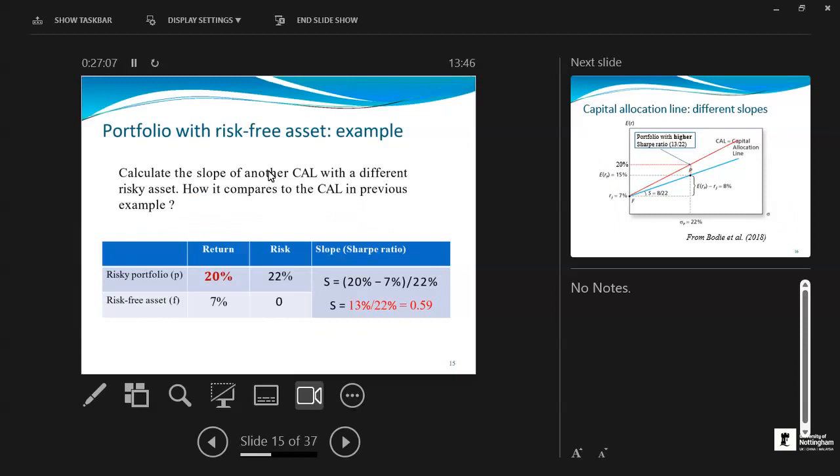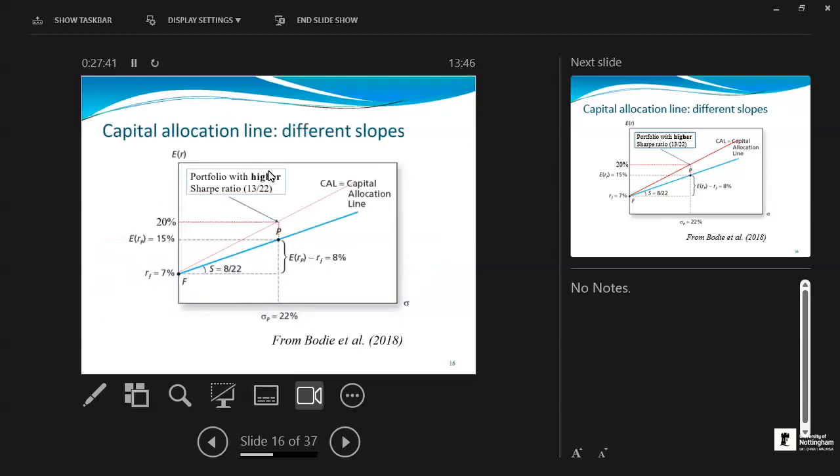If I change that 15% to 20%, my new Sharpe ratio is this one: 13% over 22%. How do I get 13%? It's the excess return on the market: return on the risky portfolio, 20%, minus the return on the risk-free asset, which is 7%. So the difference is 13%. The excess return on the market divided by the standard deviation of the risky portfolio, which is 22%, gives us a Sharpe ratio of 0.59.